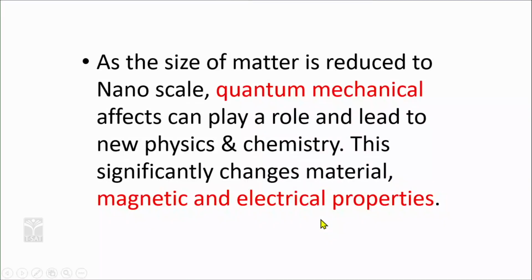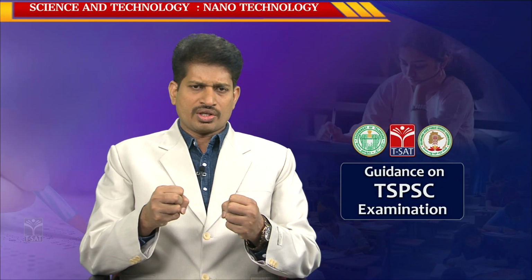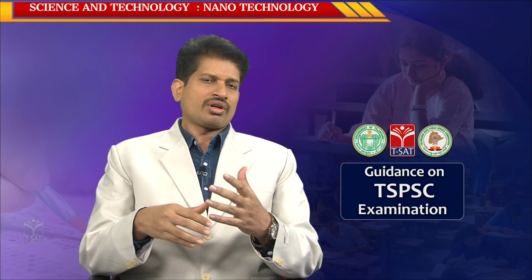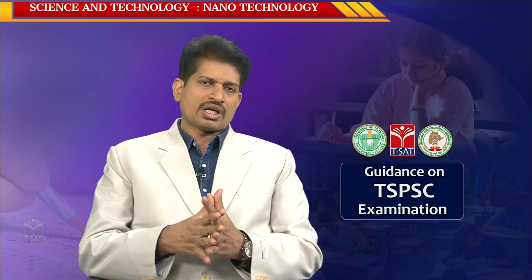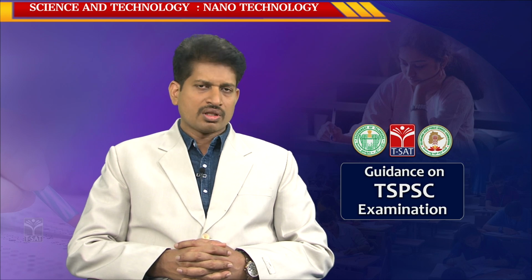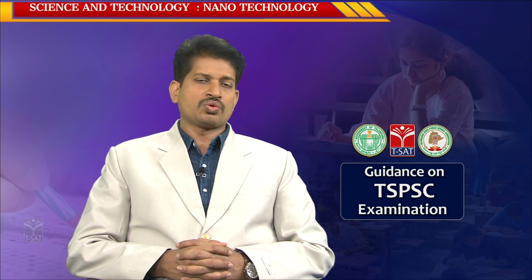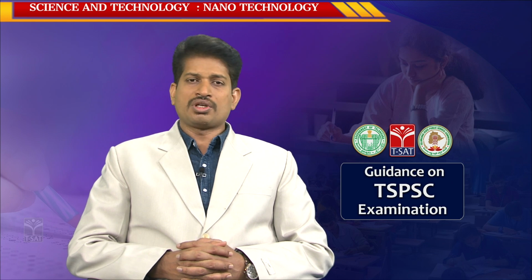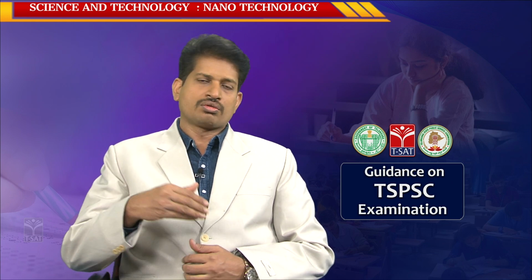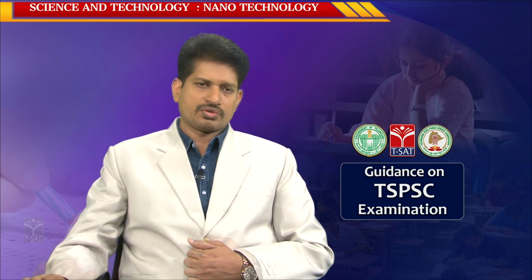As the size of matter is reduced to nanoscale, quantum mechanical effects can play a role and lead to new physics and chemistry. This significantly changes material magnetic and electrical properties. So, when the size of the material is decreased, the way the material behaves changes, which is known as quantum impact, because the fundamental particles get into action to change the reaction or the nature of the element, and we use this change for our advantage.